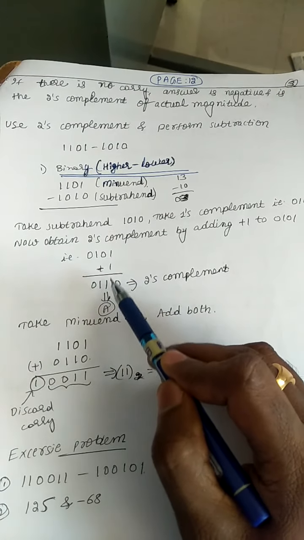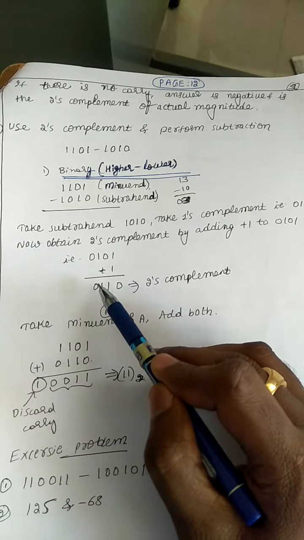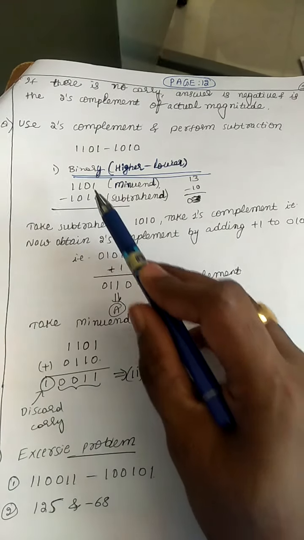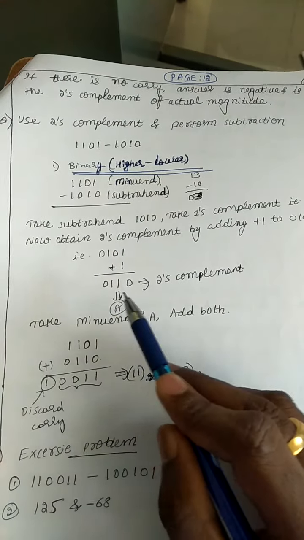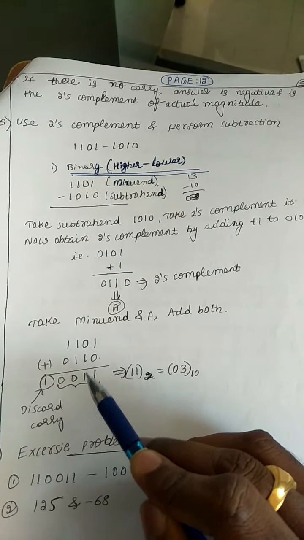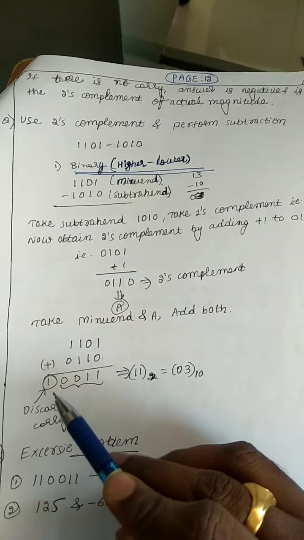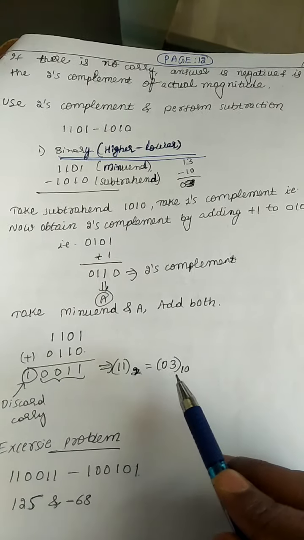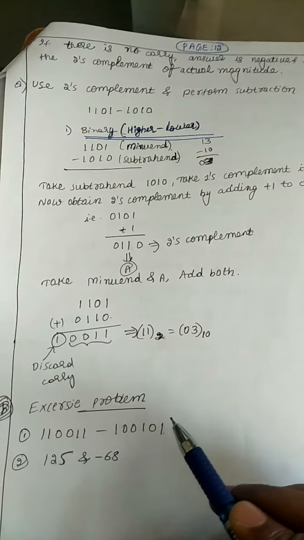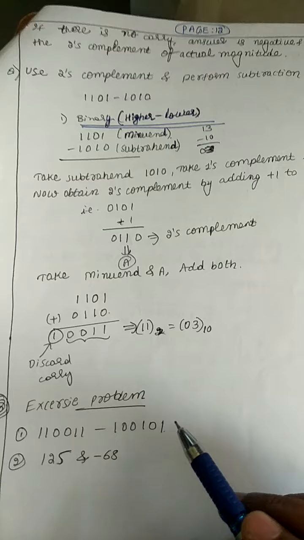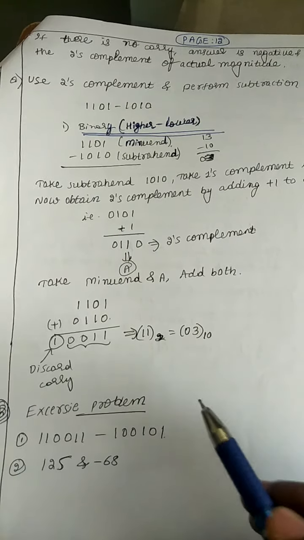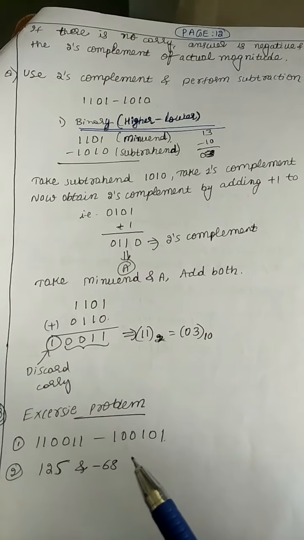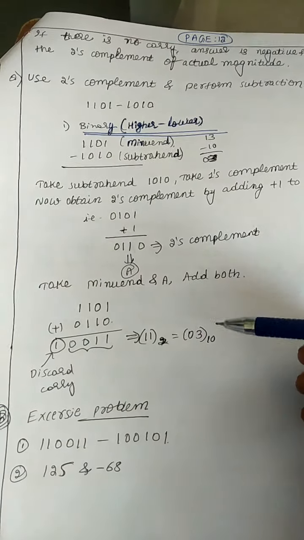Then you add 1. 1 plus 1 is 0, carry 1, 1 1 0. This is your 2's complement. To the 2's complement you add the minuend number, 1 1 0 1 and 0 1 1 0. If you add it, 1 1, triple 1, 1 0 1 carry, 0 1 carry, you discard the carry, then your final answer will be your solution, that is 3. These are the two exercise problems you have to solve using the 2's complement method. In both cases the minuend is greater than the subtrahend. You follow the same procedure that I did in this case.